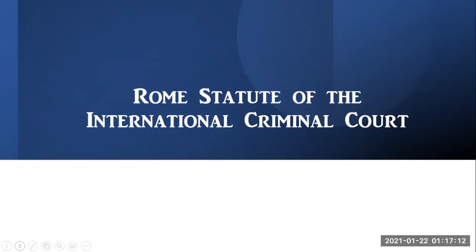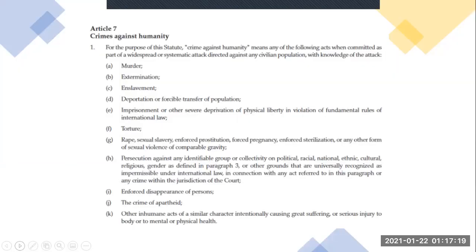So, finally, as we end here, we're going to look at the Rome Statute of the International Criminal Court. And we're going to look specifically at Article 7 with the crimes against humanity and go through some of the definitions of these. And then we're also going to look at Article 6, which is more severe, but something to keep in mind.